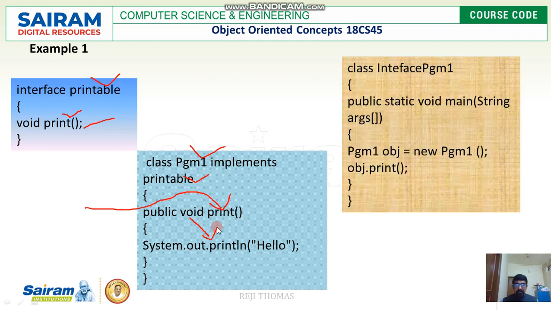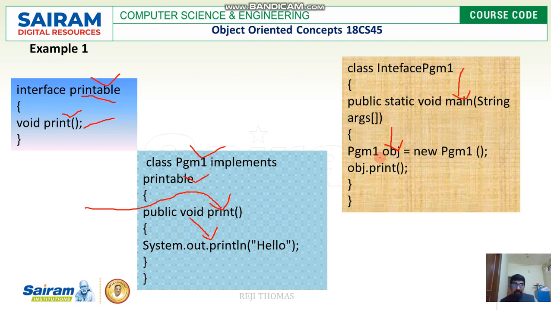Now let us see the main class where we have got the main method. This is known as the main class because it has got the main method. And look at the way we create objects. We are creating the object of class pgm1. We are not creating an object for the interface.